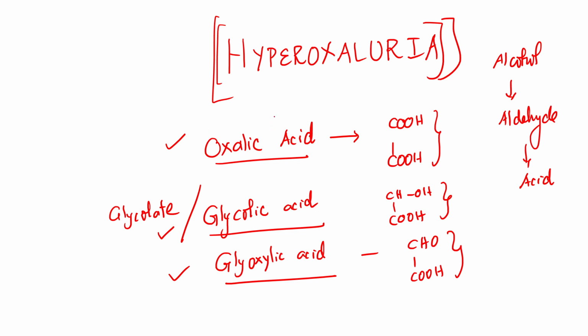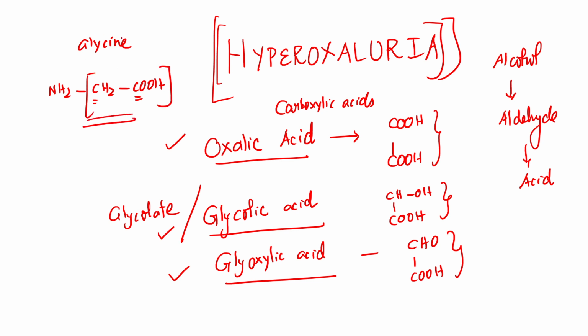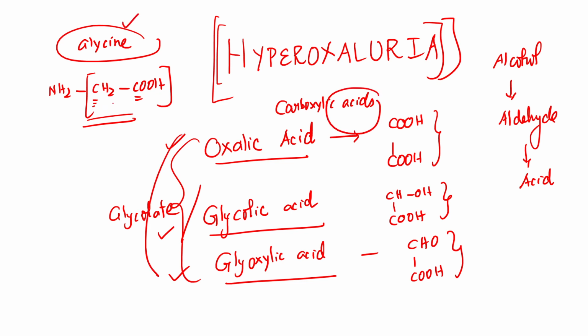What is common to these compounds? All these compounds are carboxylic acids, while glycine is an amino acid. You have NH2, CH2, COOH. Now, if you look at these two carbons, they are the common things between glycine on one side and oxalic acid, glycolic acid, and glyoxylic acid on the other side. Now, all these three are just acids, while glycine is an amino acid.